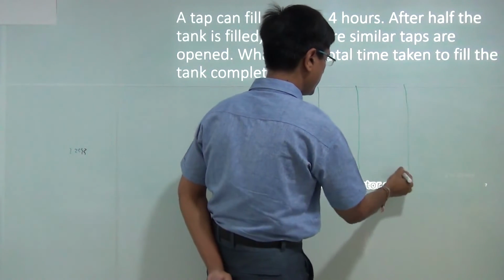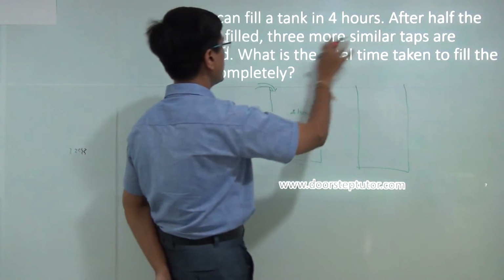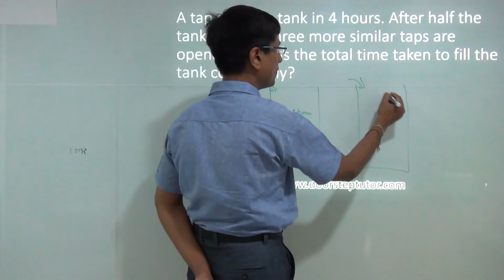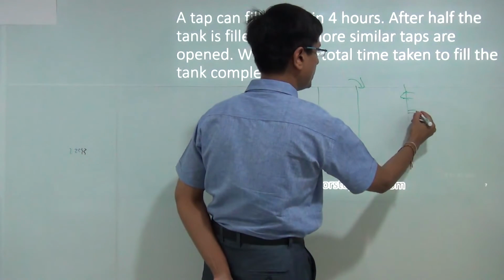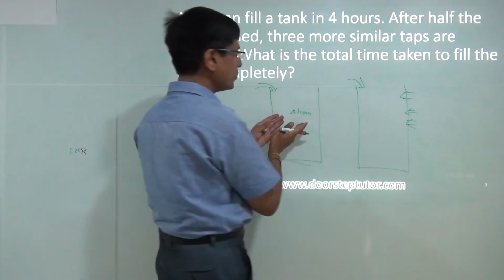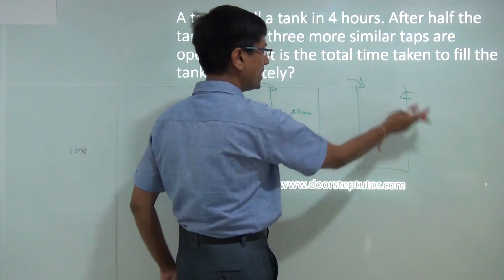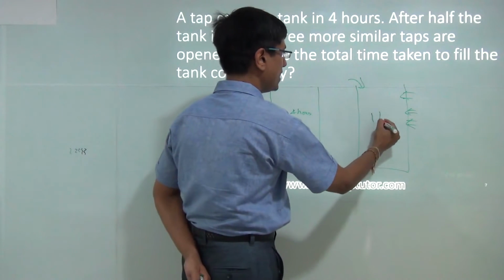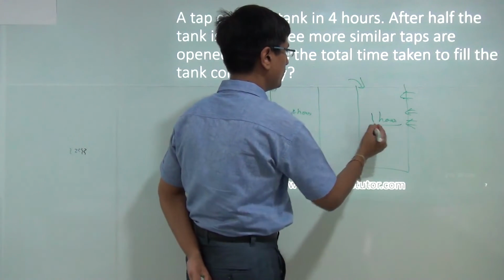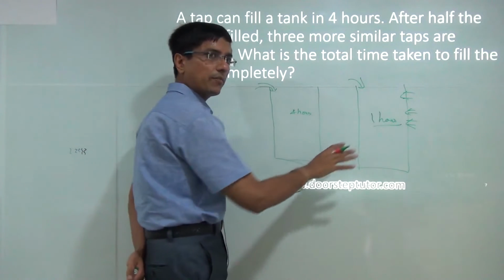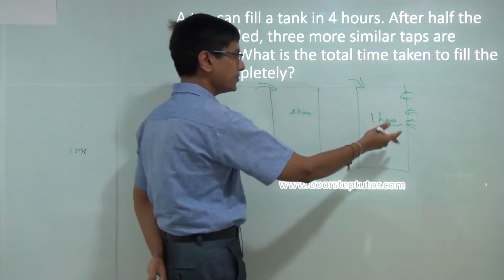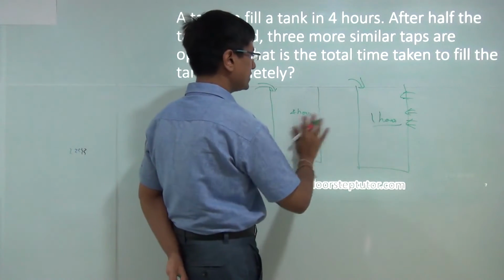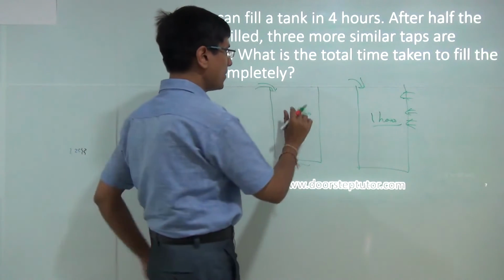Now in another scenario, after a while, instead of just having one tap, I now have 4 taps. So 3 more were added. If one was taking 4 hours, the 4 of them all together, how many hours will they take? Only 1 hour. The time would be reduced to 1/4 because I increased the number of taps 4 times. Now as soon as I am able to analyze this, my problem is done.